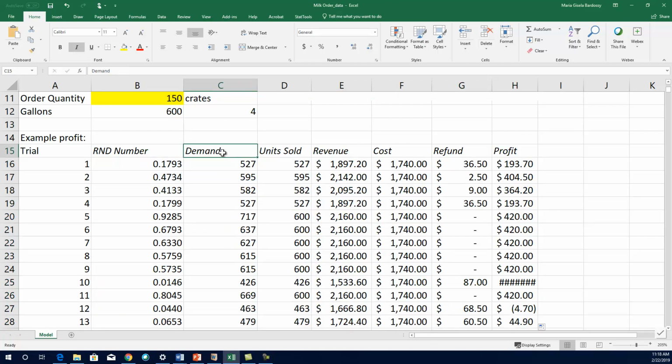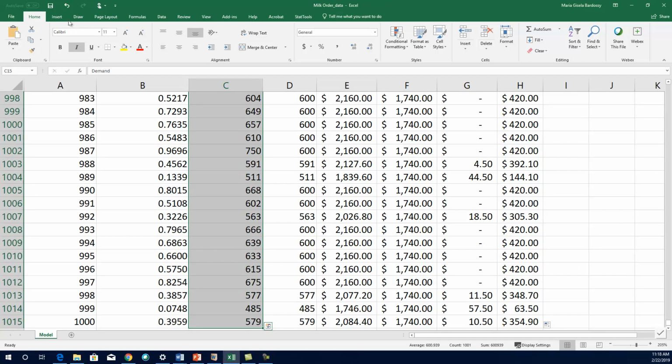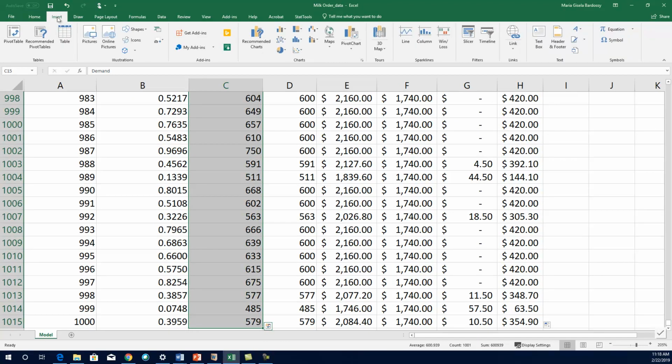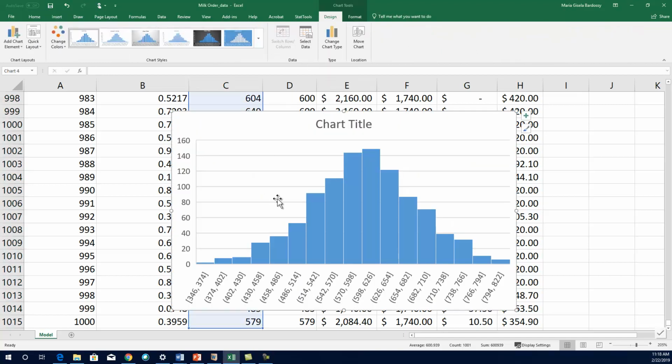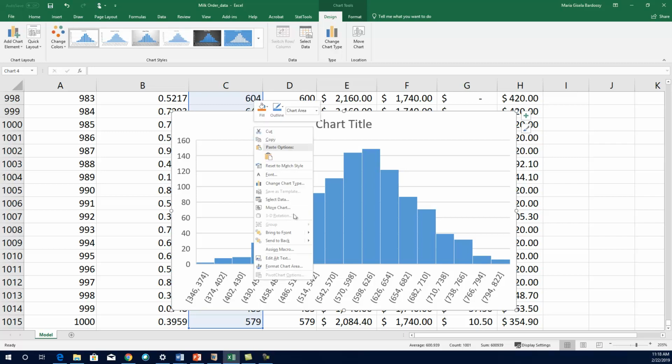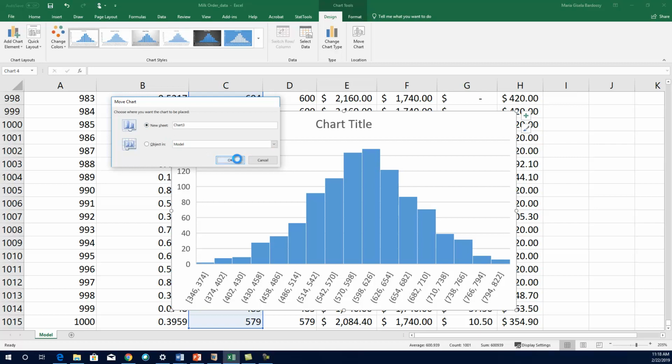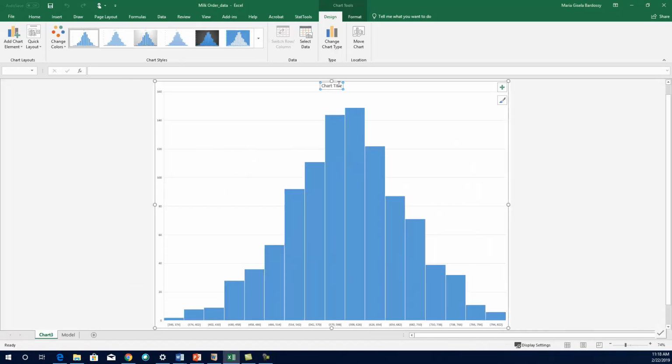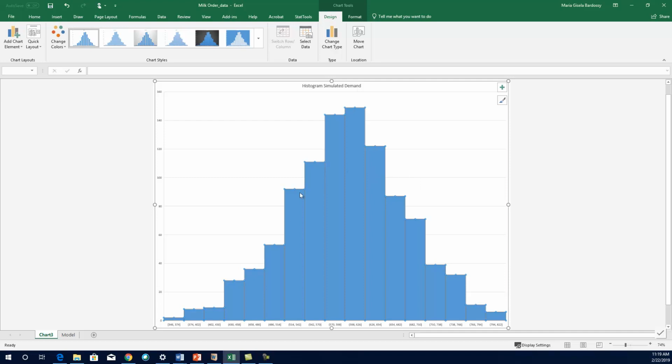If I want to explore my data, I can highlight something like my demand and ask Excel, or if you want to use StatTools, you can use StatTools. You can ask Excel to give you a histogram of my demand. I'm going to move it to another sheet over here. So this is a histogram of the simulated demand. And right there, I can see that it is approximately normal.